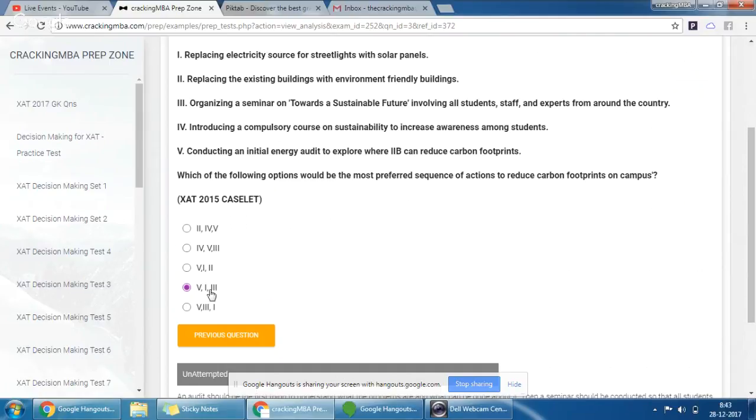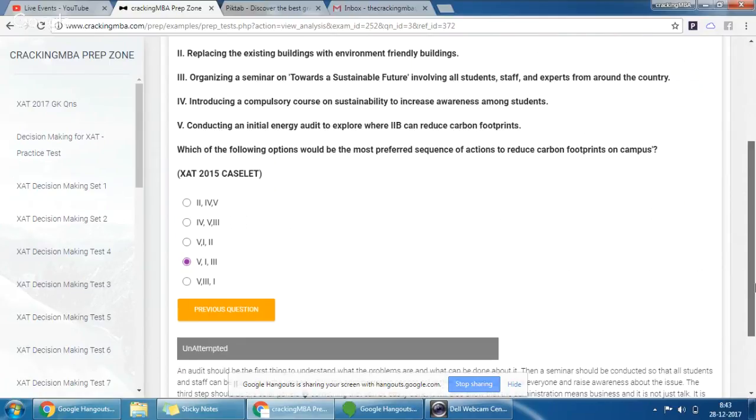Why not 2? So Ajay, the explanation is that you cannot replace buildings with environment friendly buildings, right? It's not a very practical solution. Replacing the electricity source is possible. Conducting a seminar is a good idea so that it brings awareness. But replacing buildings is not very feasible, right? So basically, it's 5-1-3. Okay, all good.